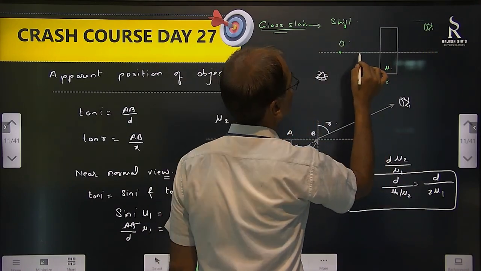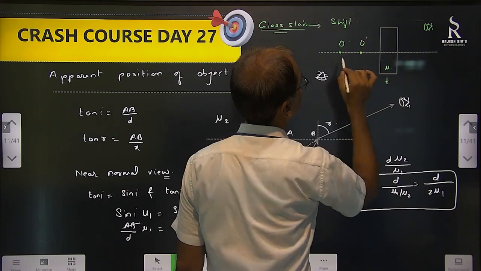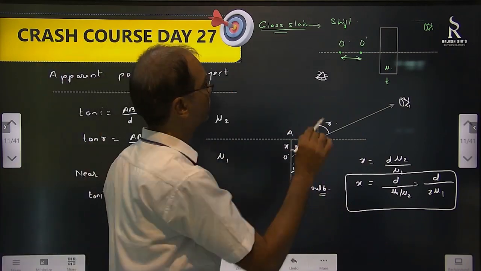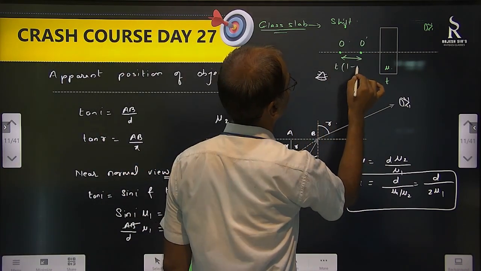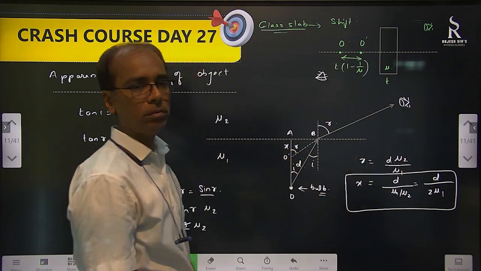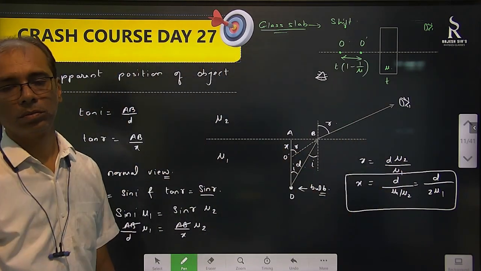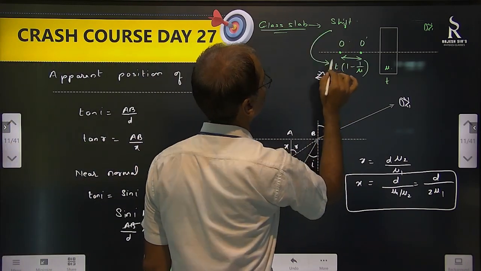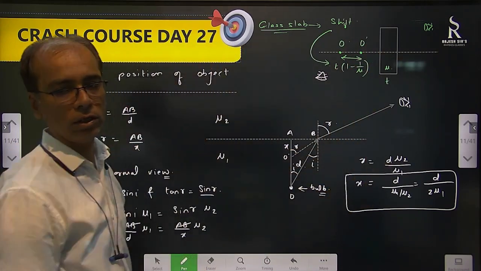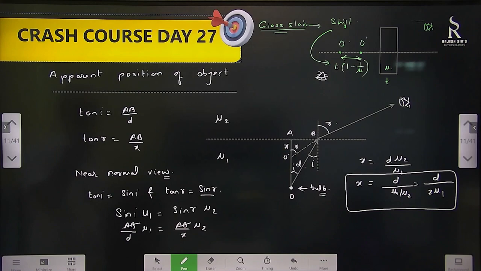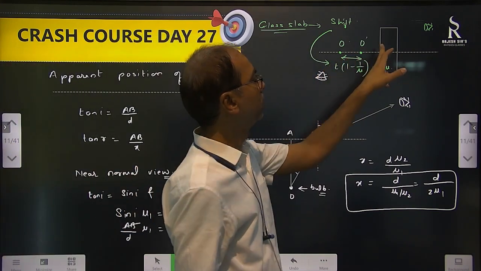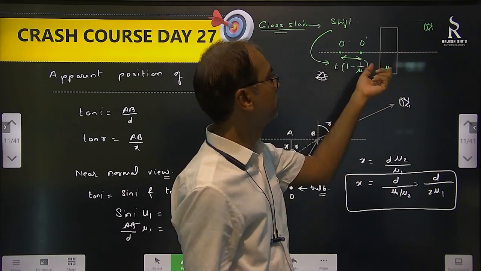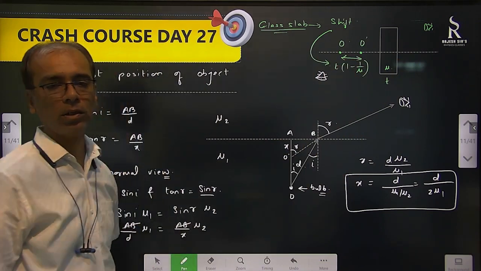So the object appears slightly closer, and this here is called the shift. How much is the shift? That shift we should know. That is T into 1 minus 1 by mu. Remember this formula, that is the shift produced by the glass slab. This comes from the apparent position only. From here to here when the light goes, there is an apparent position, then from here to here when light goes, again an apparent position. We adjust them and we get this value as T into 1 minus 1 by mu.